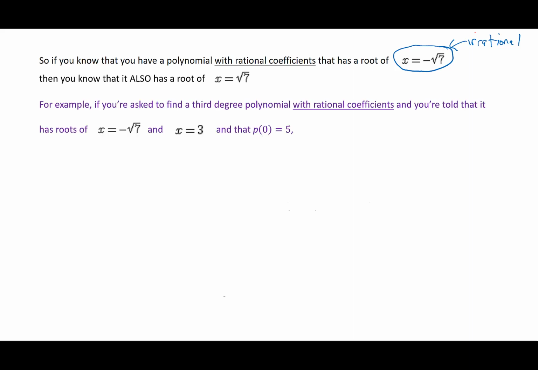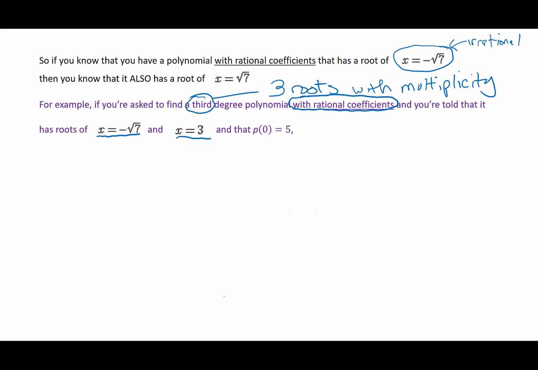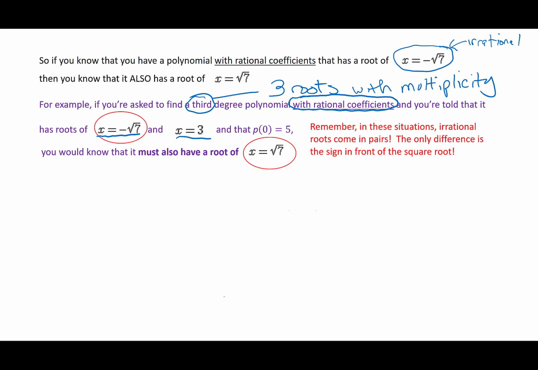So here's an example. You're told that you have a polynomial. It's third degree, so you know there's going to be 3 roots with multiplicity. And you're told it has x equals negative square root of 7. You're told it has x equals 3 as a root. But since it's got rational coefficients, you know it's got to have another irrational root. It also has to have a square root of 7. They come in pairs. The only difference, again, is the sign in front.